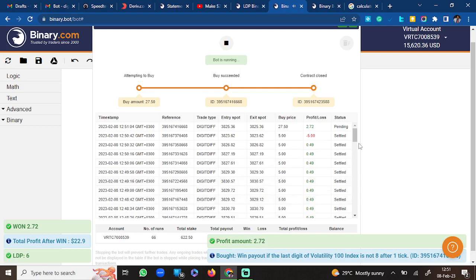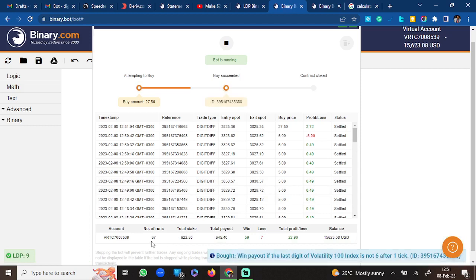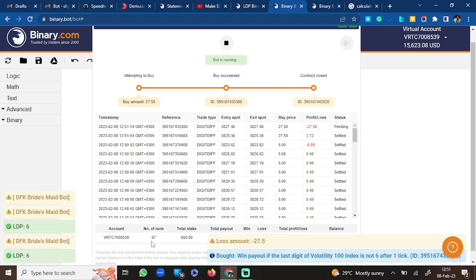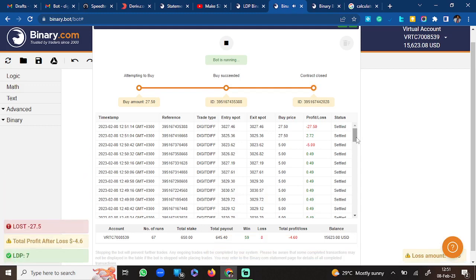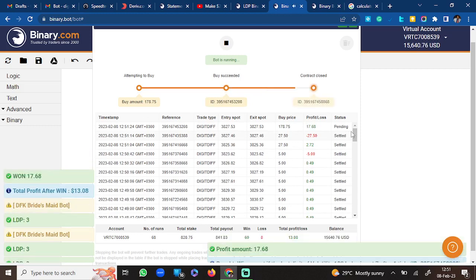Let's close it at 70 runs and see. Let's close it at 70. Yeah, now this one, staying in the market for too long will give you issues. Let's see how we're going to recover.